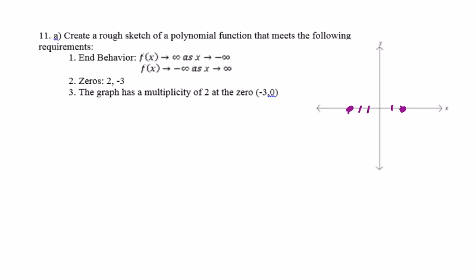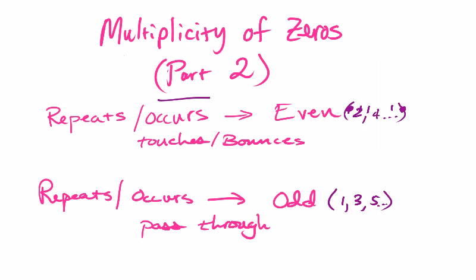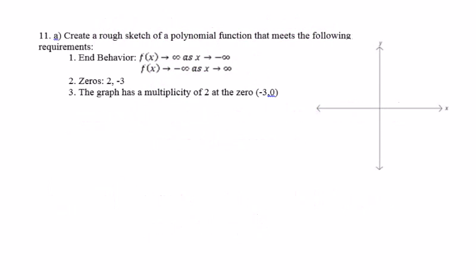And it says the graph has a multiplicity of 2 at the point negative 3, comma 0. So that would be this point right here. That would be my place where it's going to have a multiplicity of 2. So, oops, sorry about that. What we've got going on here is we're going to have our zero at negative 3, and based off of what we saw, it will actually bounce off that place, but then at 2 it's just going to pass through.